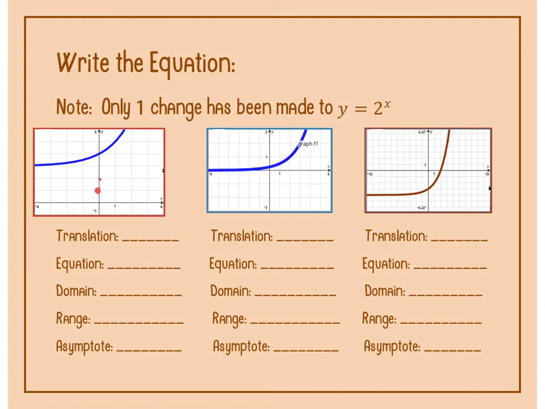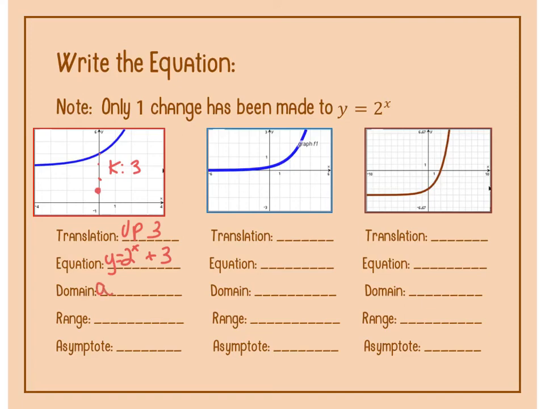So this graph went up 3. If it went up 3, that means my K value is 3. So my equation is y equals, and you start with the original equation they gave you. So y equals 2 to the x, and the +3 has to come at the end of the equation.